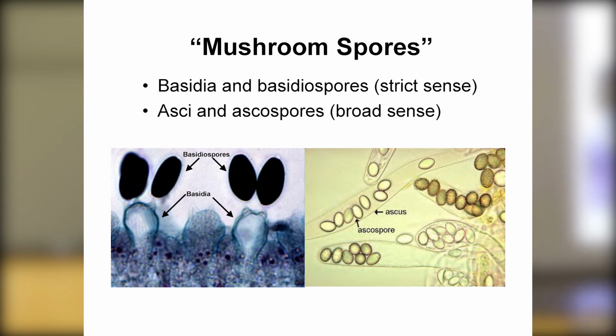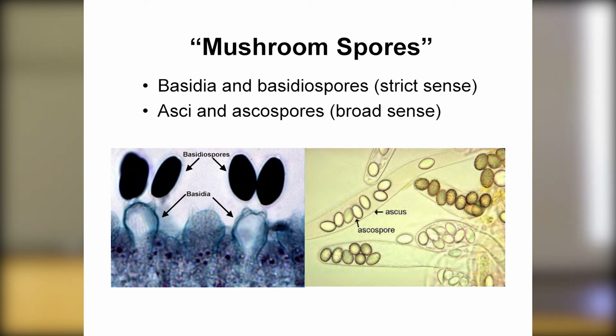They produce spores, and we classify fungi according to the different types of spores they produce. In a very strict sense, mushrooms usually produce basidial spores. There are a lot of people that want to include fungi that produce ascospores as mushrooms too. I'm going to include both, so that's no problem.